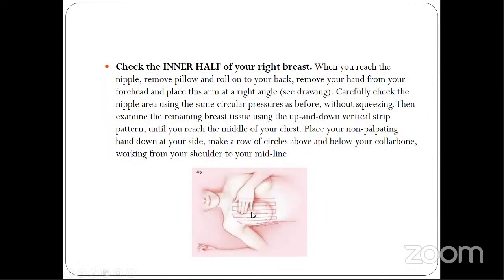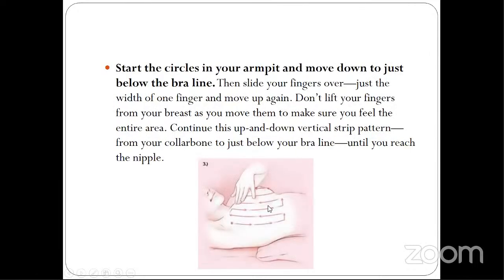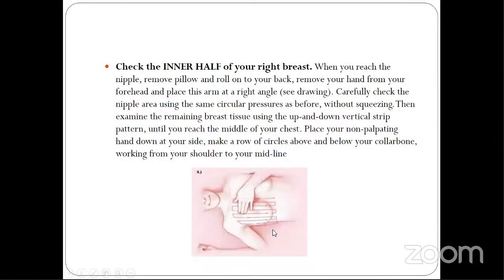In the previous step, we examined the lateral, or outer, part of the breast. Now we'll examine the inner half of the right breast, as we can see here. From the previous step, we reached the nipple. Then, when you reach the nipple, remove the pillow and go onto your back. The person will be supine, the hand is removed from the forehead, and the right arm is placed at a right angle, as we see here.